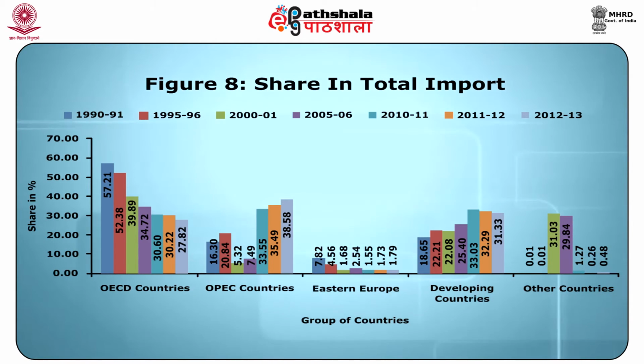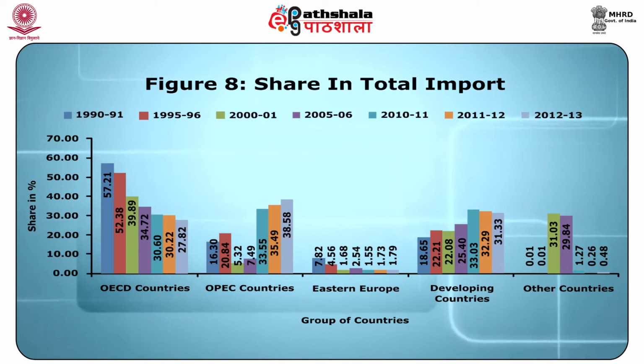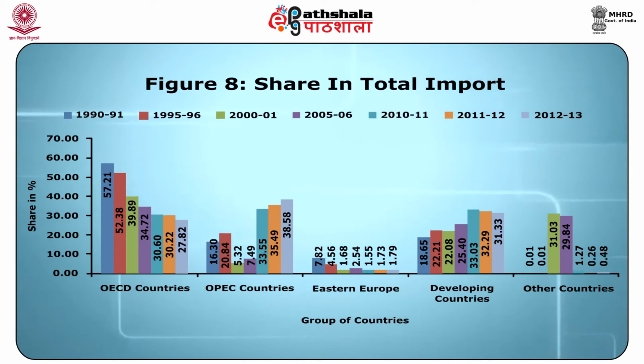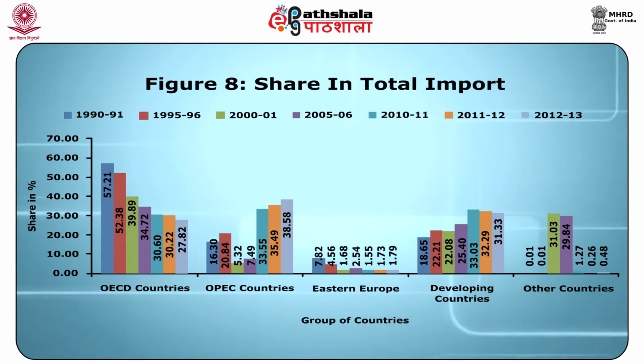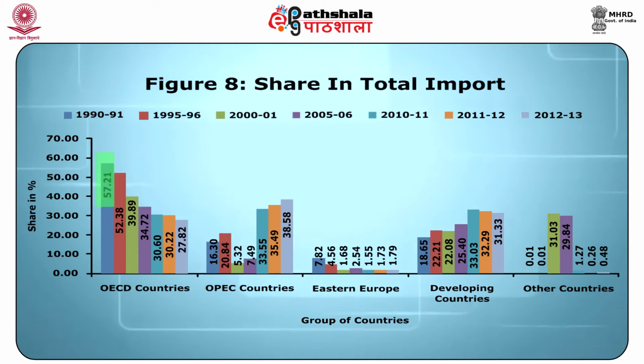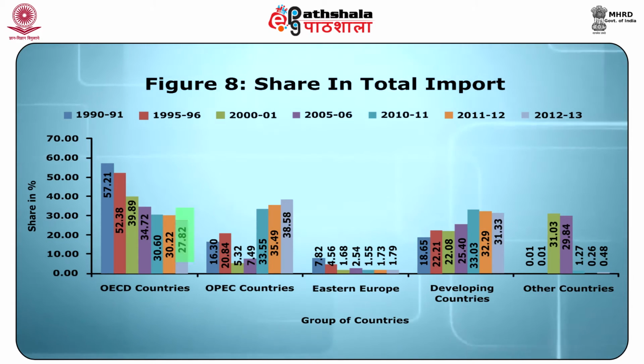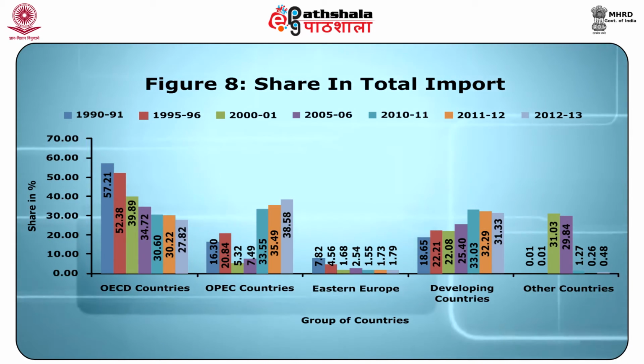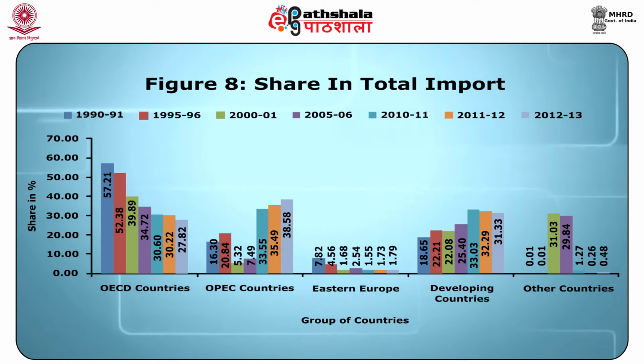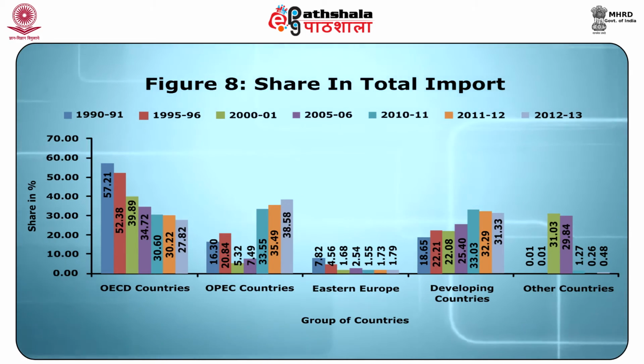The direction of imports of India as per this figure has changed since 1990-91. Earlier in 1991, the share of OECD was around 57.21%, which is reduced to 27.82% in 12-13. Similarly, the share of Eastern European countries has reduced from 7.82% to 1.79%, whereas OPEC countries' share has increased from 16.3% to 38.58% due to huge demand for crude oil.